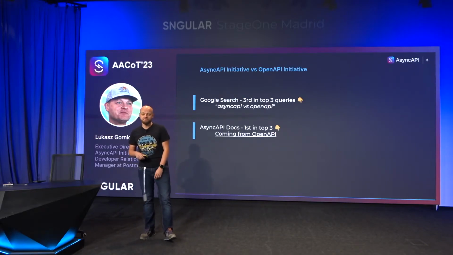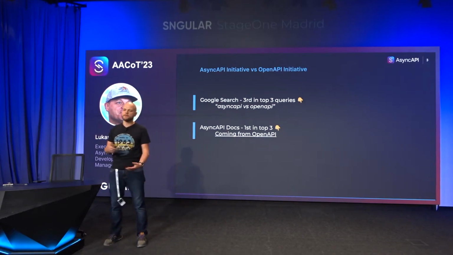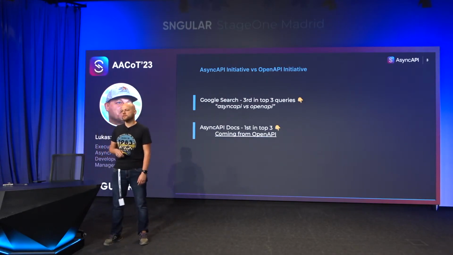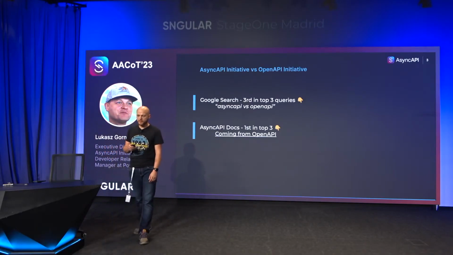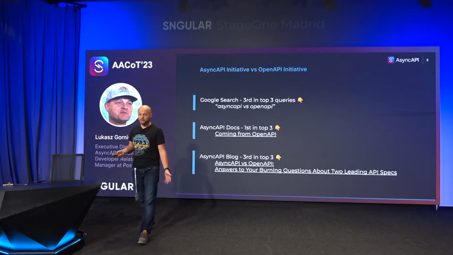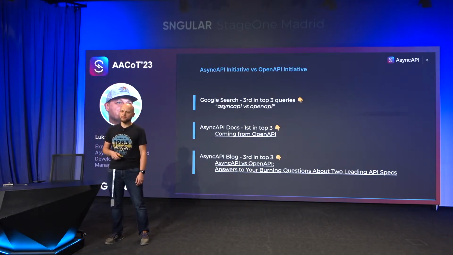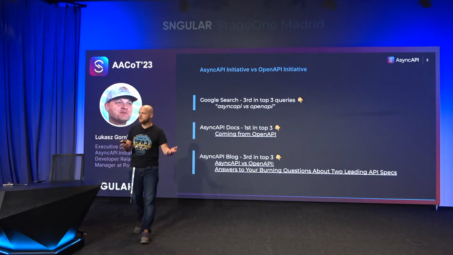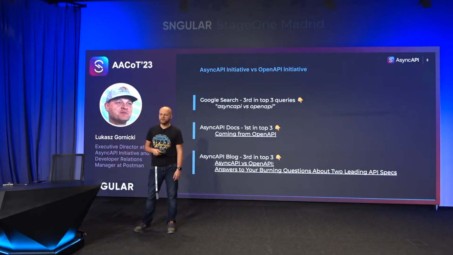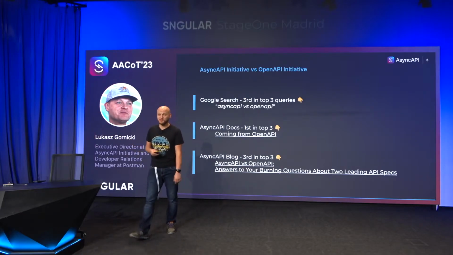Also on the docs level, we see that the most popular document that people read is the story of how AsyncAPI came from OpenAPI. It was basically an inspiration for AsyncAPI, the OpenAPI project. And last but not least, on the AsyncAPI blog, one of the top 3 articles of all time is an article from Jesse from Solace about differences between AsyncAPI and OpenAPI. So yeah, let's talk about what you want to know.